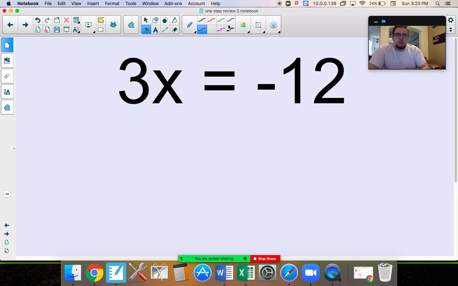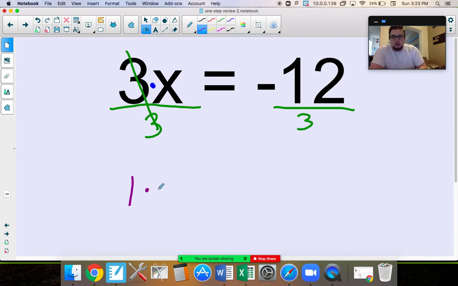So this 3 is connected to the x by multiplication. So we do the opposite, which is division. We show division with our equations by drawing a fraction bar. Fraction bars mean division. And I'm going to divide by 3. Now everything's going to get divided by 3. 3 divided by 3 does not make 0. 3 divided by 3 creates 1.